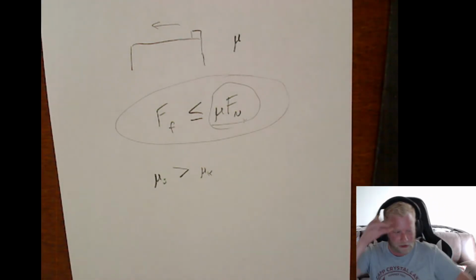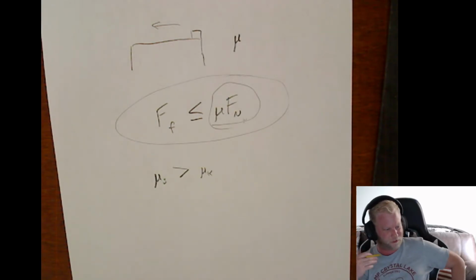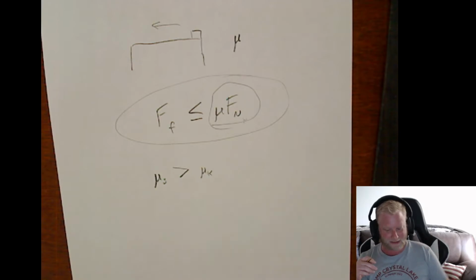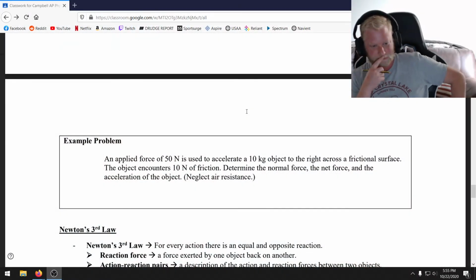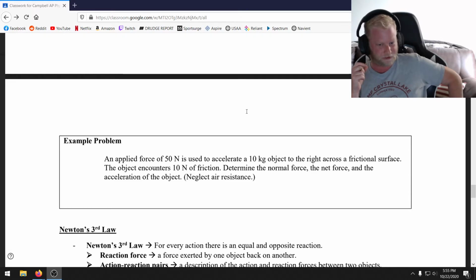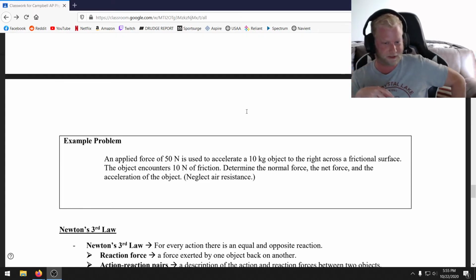So now that we've looked at the gravitational force, weight, and friction in detail, let's take a look at a problem that will put all of this together. So in this example problem, we've got an applied force of 50 newtons being used to accelerate a 10 kilogram object to the right across a frictional surface. The object encounters 10 newtons of friction. We want to determine the normal force, net force, and the acceleration of the object.